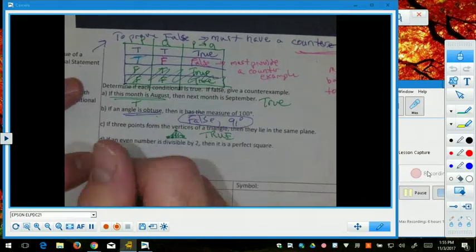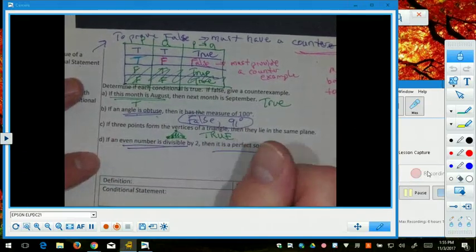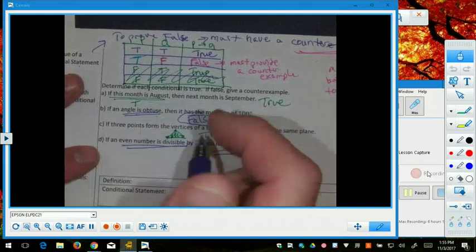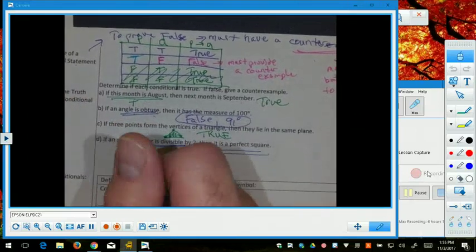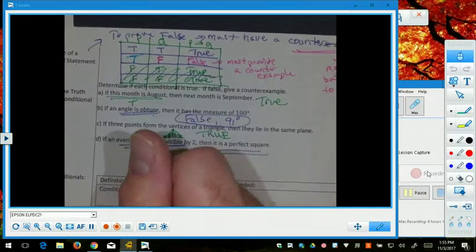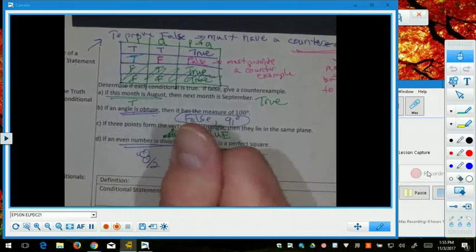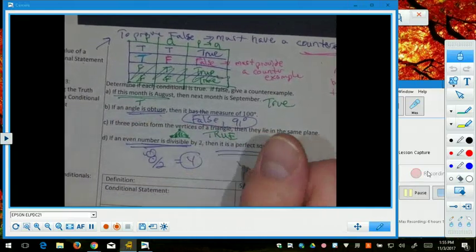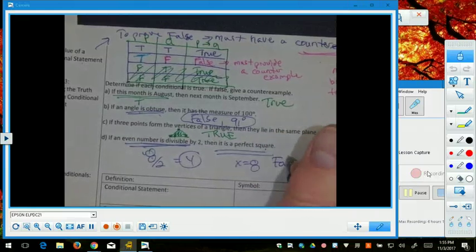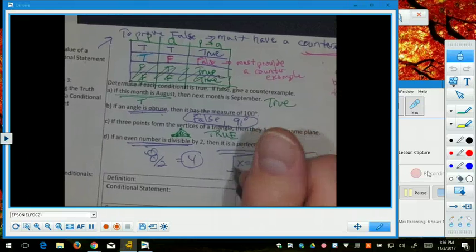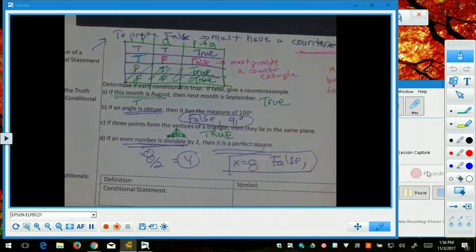And if a number is divisible by 2, then it is a perfect square. Well, 4 is, but I don't want it to be. Let's see, what about 8? 8 divided by 2 is 4, so yes, it's divisible by 2, but 8 is not a perfect square. So I can say false, and my counterexample is 8.